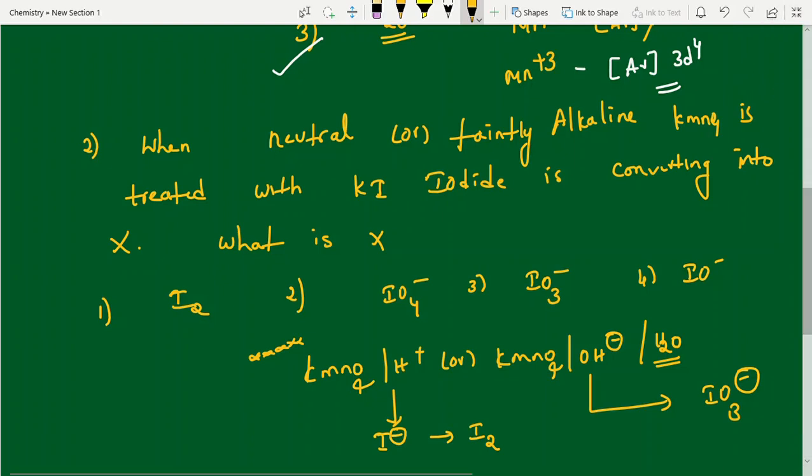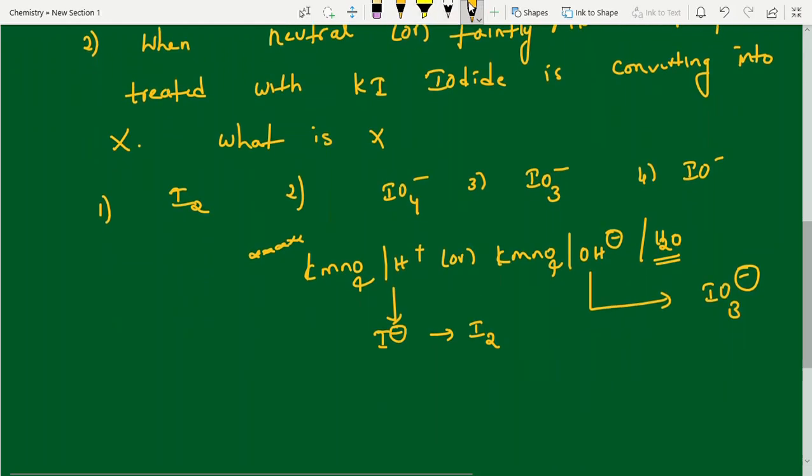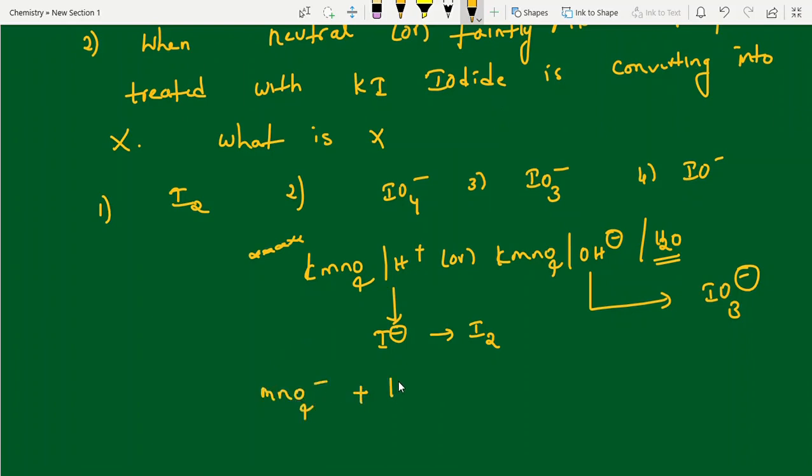Look into this equation. What is this? KMnO4 reacts with KI, which means potassium is a spectator. You no need to use it, just take the ionic form. MnO4 minus plus H2O plus I minus gives rise to MnO2 plus 2OH minus, plus IO3 minus. This is one of the frequently asked questions.